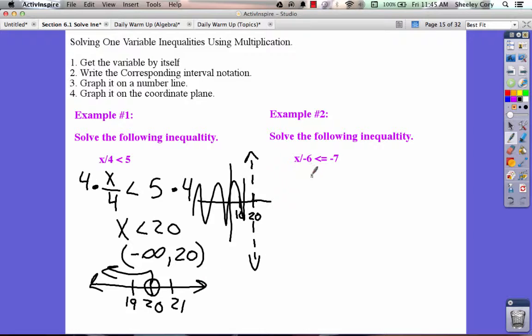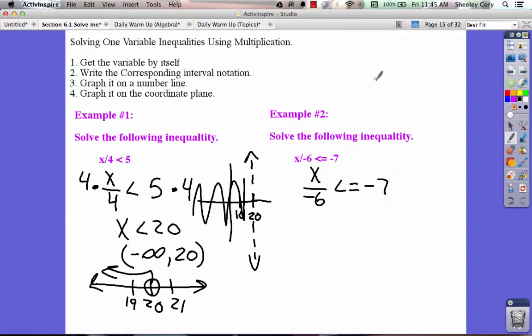Now we're going to go into an example where we have a negative number on the bottom. This is the only difference between solving an equation and solving an inequality. When you have to multiply by a negative number on this side and on this side, the sign needs to flip. This may be kind of confusing for you, but let me try and clear this up.